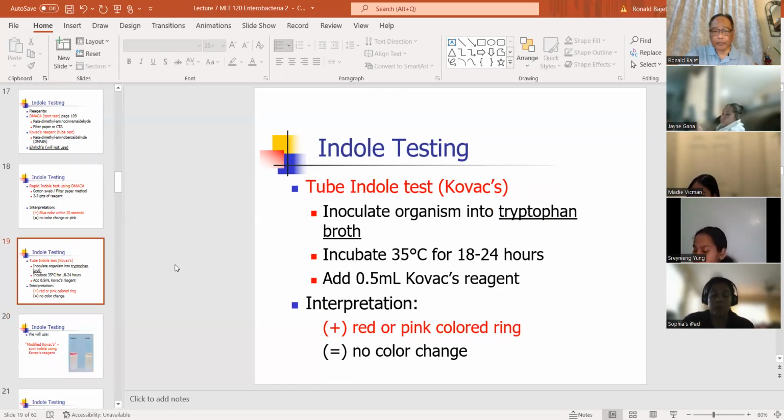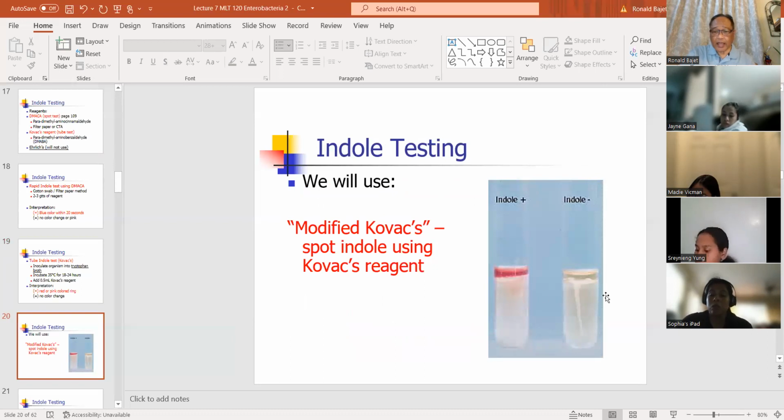Okay. Indole test Kovacs, that's the dimethylaminocinnamaldehyde. You're going to take 0.5 mL of the Kovacs reagent, put it on top of the MIO tube, and look for a pink colored ring at the top of the tube. And this is the MIO. As you can see, there's a stab there, and you're looking for motility. This is indole negative, and this is actually positive indole.